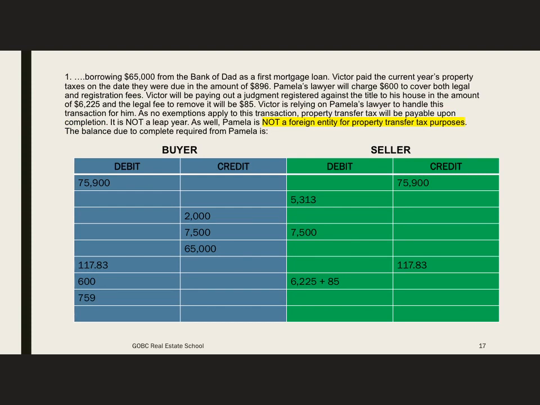$759 is the PTT because the amount of the property is only $75,900, which means we're under that first tier of $200,000, so it's only 1% of the $75,900. Now the last little bit of info that you need to pay attention for is whether they're a foreign entity. So it says in this question that they're not a foreign entity, so we don't end up having to pay the extra 20%. So that is all of the numbers we've gotten, all of the values put into the statements, and now we can do our final tally.